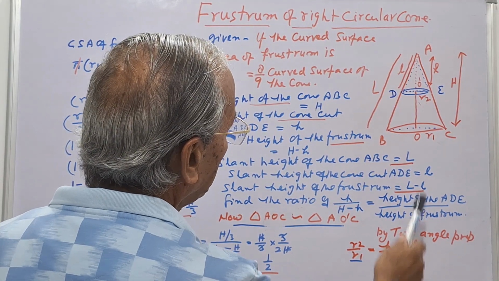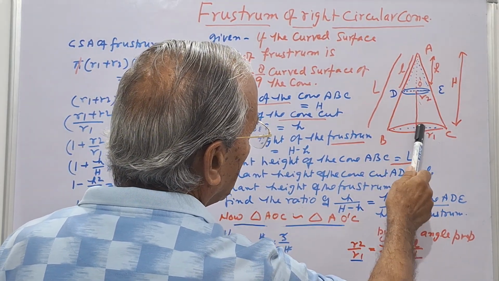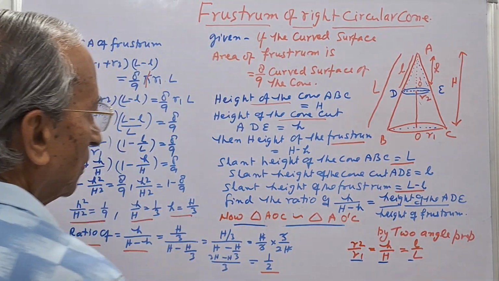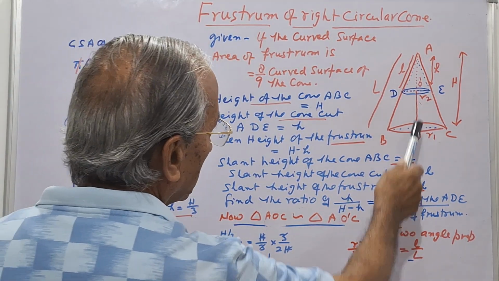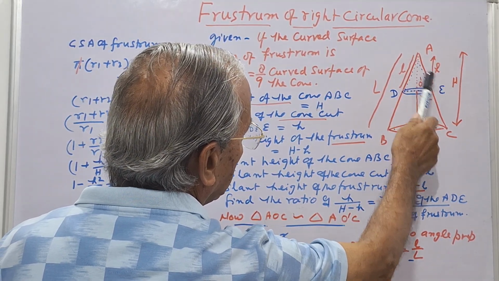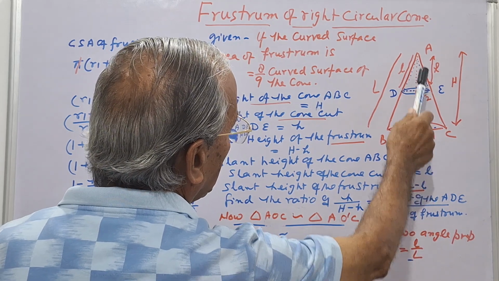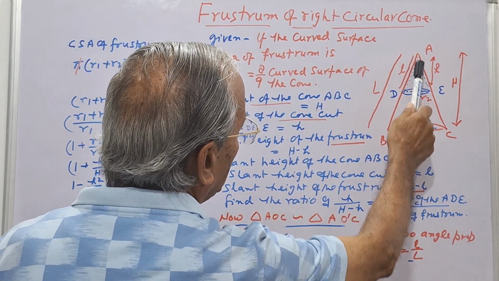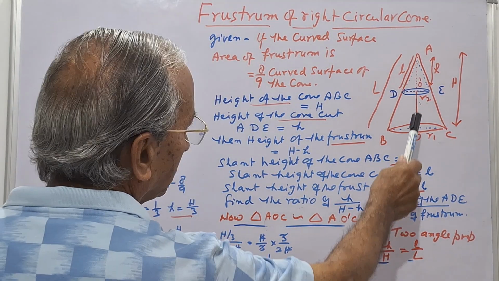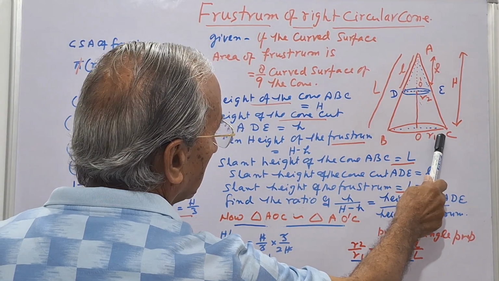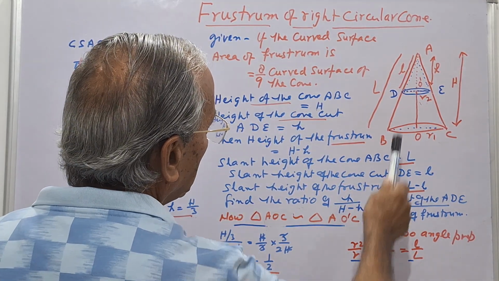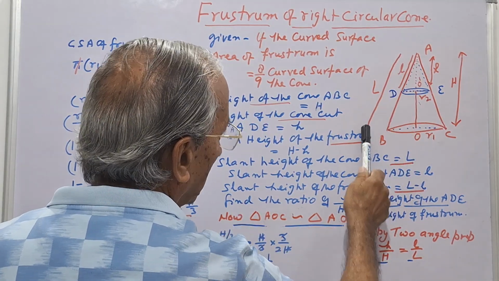Now, in a simple way, triangle AOC and AO dash E both are similar, because by AA property, this angle O dash AE is common in both the triangles, and AO dash E and AOC are right angles. So the ratio R2 upon R1 is equal to small h upon capital H is equal to small l upon capital L.